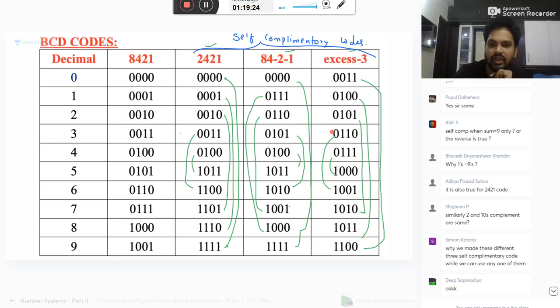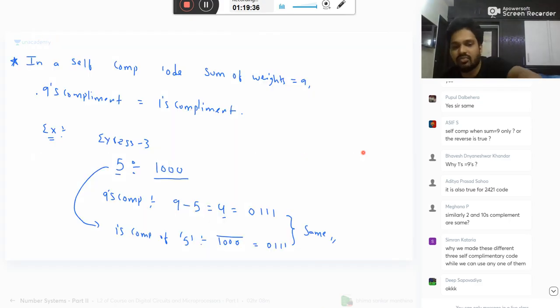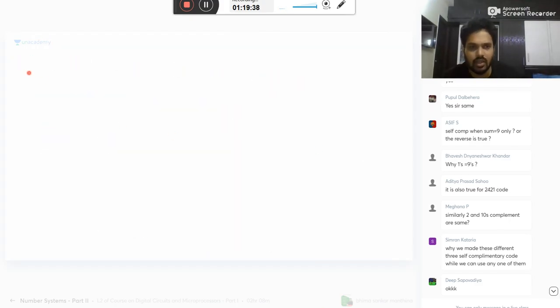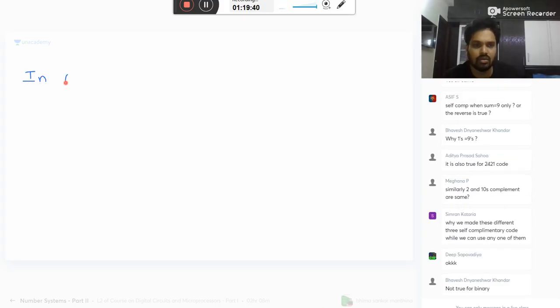Simran, every self-complementary code has one advantage here. Let me explain the advantages of these three. Firstly, what is the advantage of 9's complement? In a computer, if you want to perform a minus b, it can be written as a plus 9's complement of b, or a plus 10's complement of b. Is it clear what I am saying?